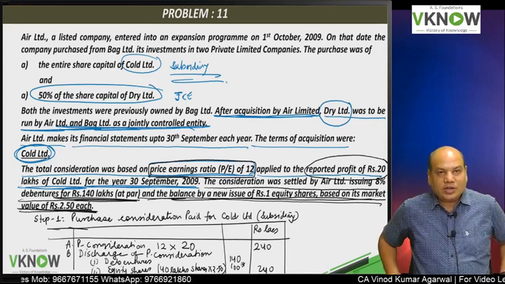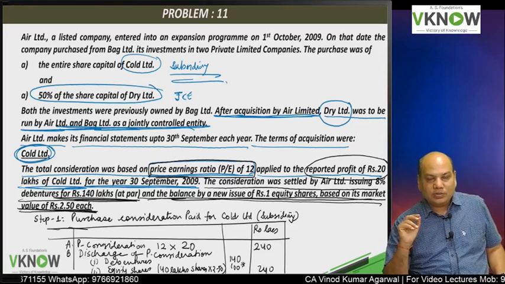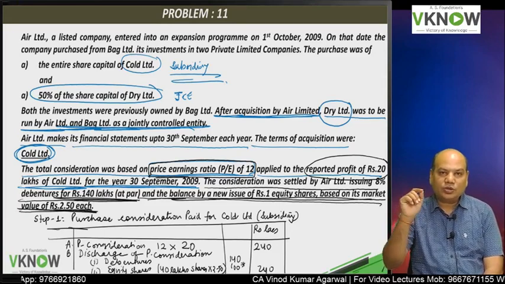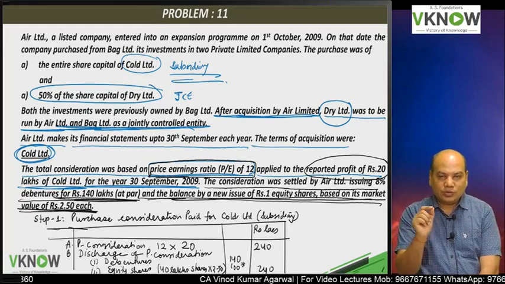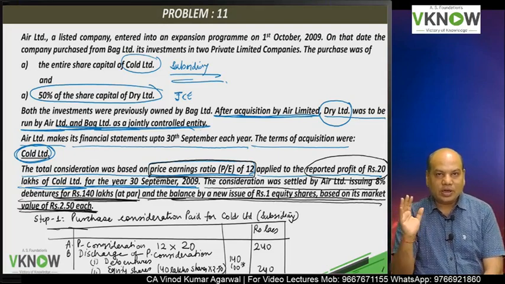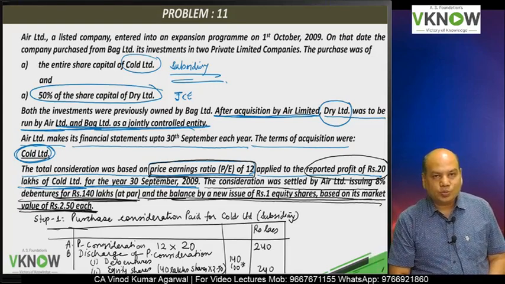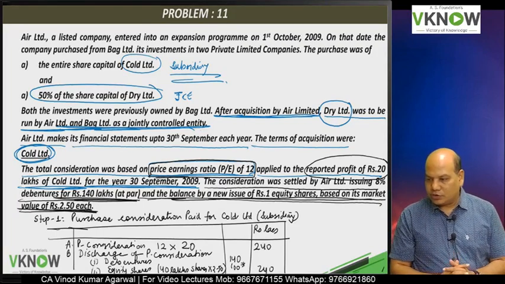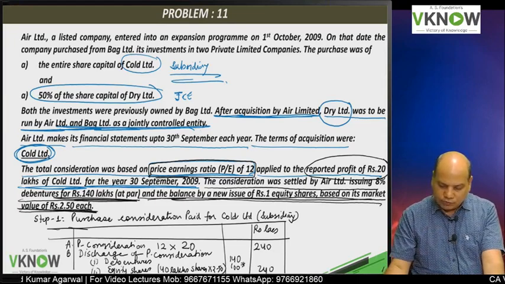So I will just read the answer again for you. The purchase consideration is based on a formula called P multiple, that is earnings multiplied by P ratio. Earning is 20 lakh, P ratio is 12. So total amount payable is 240 lakh. Out of that, debenture issued 140 lakh and equity share issued 100 lakh. To issue equity share, one equity share will be issued at 2.50 each. So number of equity shares issued is 40 lakh. So this is the first working. This is for acquiring 100% stake in Cold Limited, 240 lakh.